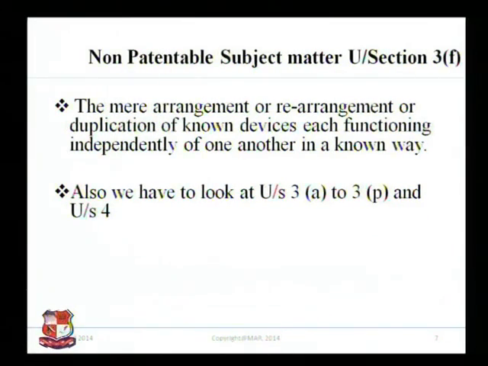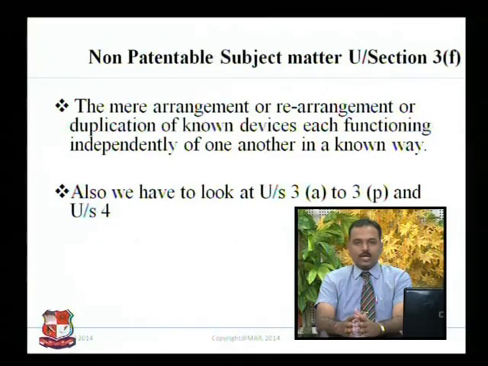Over and above these three patentability criteria, in India, section 3 and section 4 are also available, which tell us about non-patentable subject matter. Under that, there are subsections (a) to (p), but out of all of these, section 3(f) is more relevant to engineering kinds of inventions, so I will give some emphasis on section 3(f). What does it tell us? It says the mere arrangement or rearrangement or duplication of known devices, each functioning independently of one another in a known way, is not patentable.